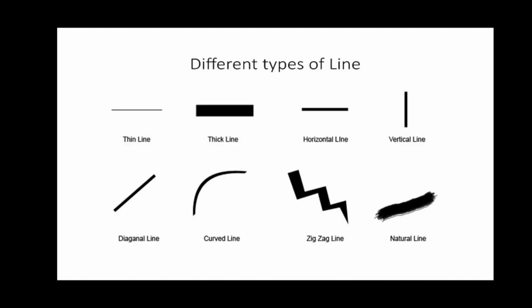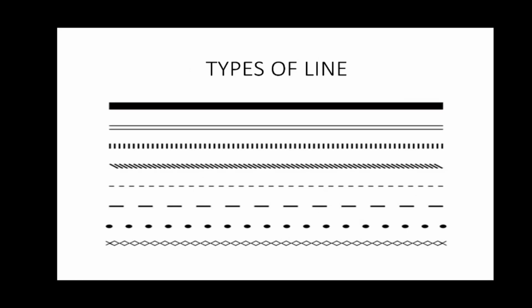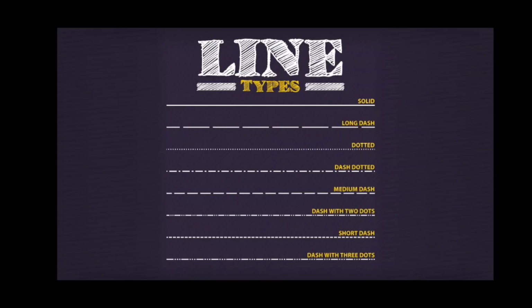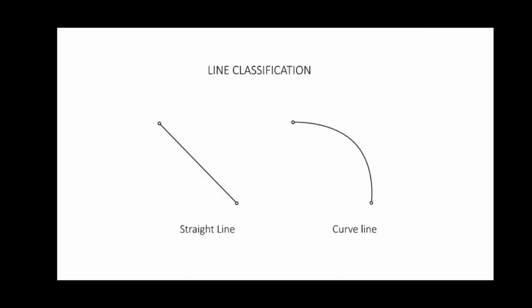For example, look at this picture. A line can be thick, thin, dashed, dotted, dark, light. It has so many types, and every single line conveys a different message. Now it's important to understand the right type of line that you should choose for your design. Primarily, there are two types of lines: straight line and curved line.